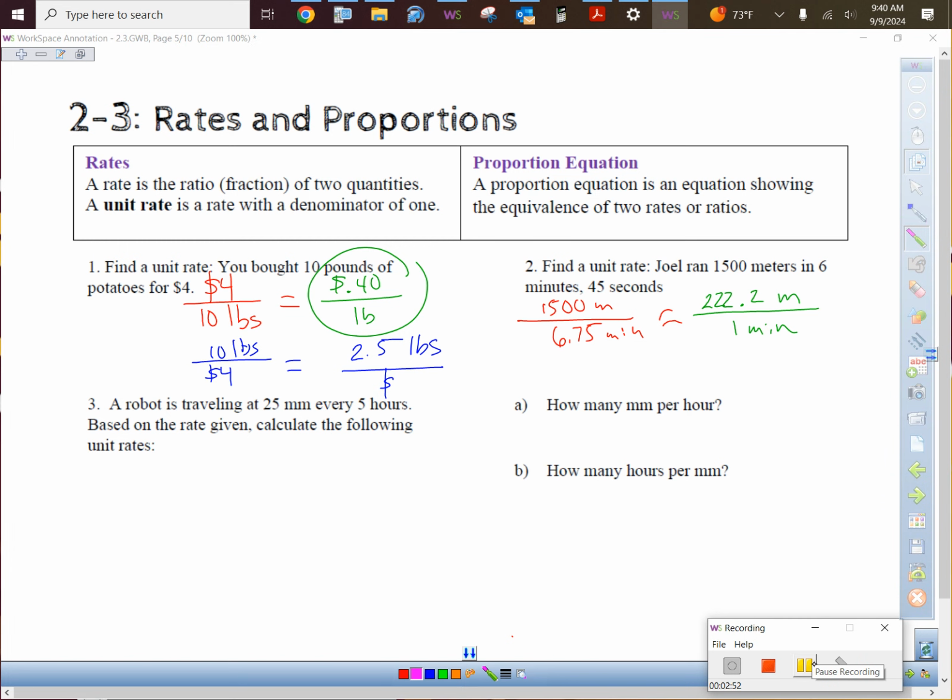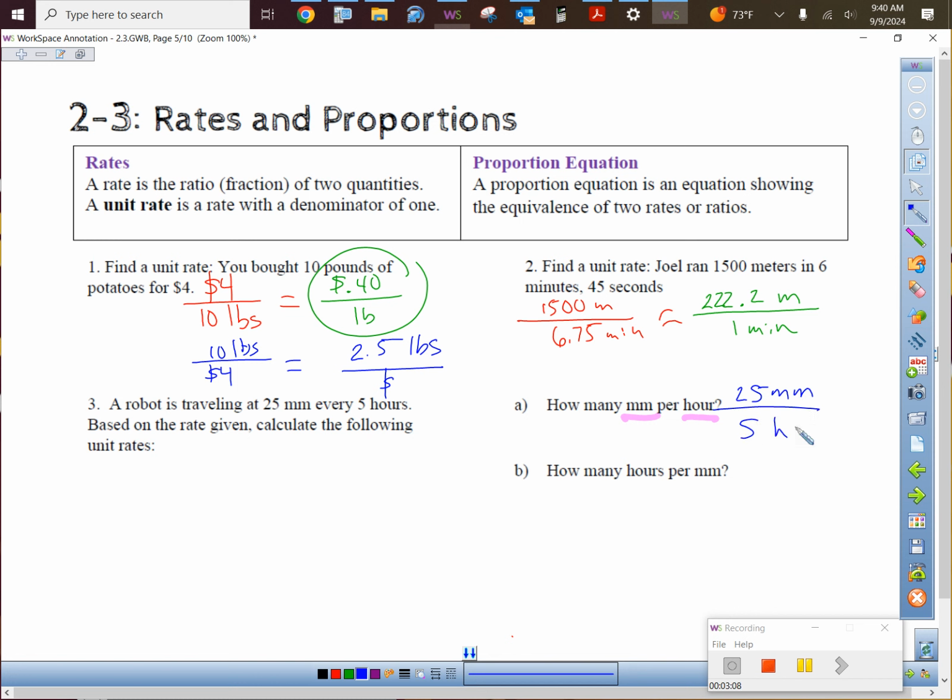A robot traveling at 25 millimeters every 5 hours, based on that given data, calculate these unit rates. They'll do this on homework. They'll have you do it both ways. How many millimeters per hour? So I'll start with 25 millimeters per 5 hours. The way I did it was whatever they listed first goes upstairs in the numerator. Whatever they listed second goes downstairs. And then you can divide that out and make a nice little unit fraction. That is 5 millimeters every 1 hour.